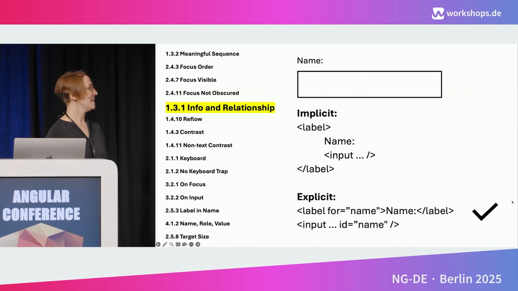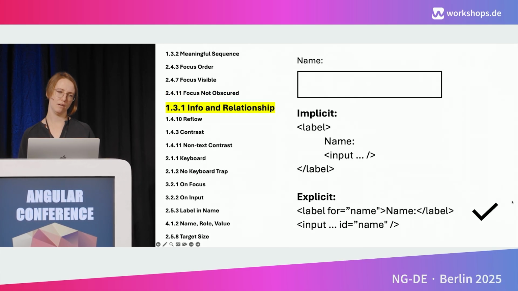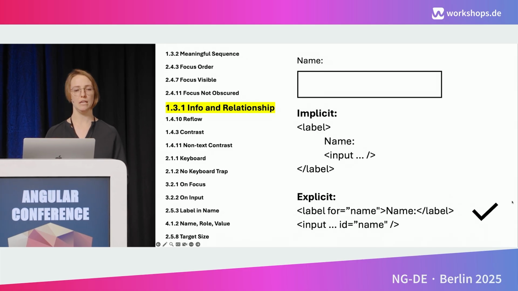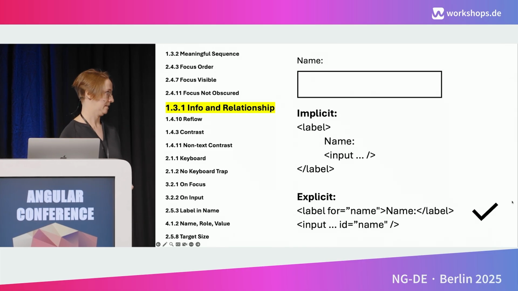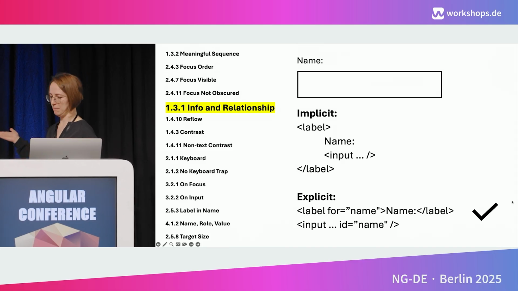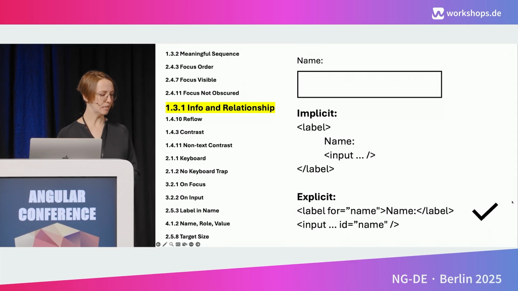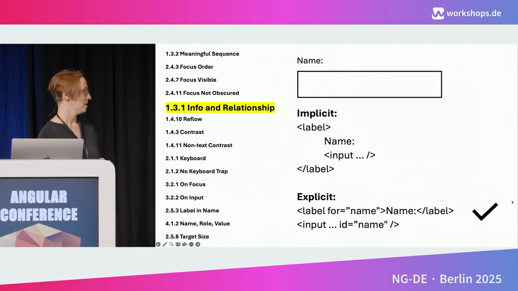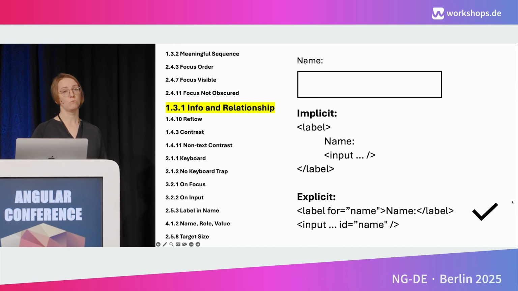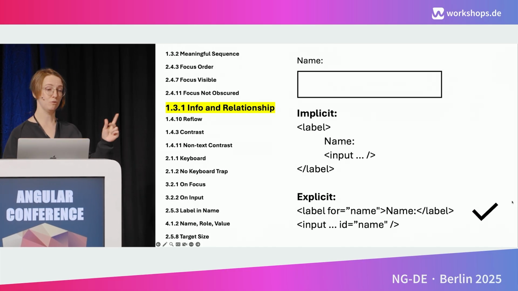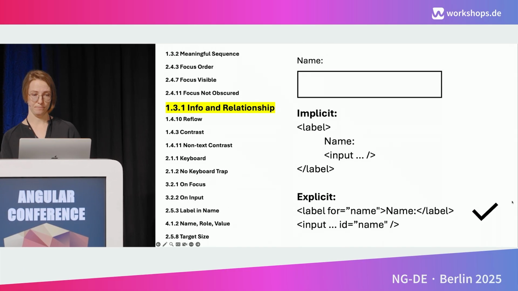The next one, maybe more well-known, is info and relationships. You have to make sure that your inputs and labels are programmatically connected. What does it mean? You could nest your inputs into your labels, but there is a better solution, and that's the explicit connection. For the explicit connection, you need the ID and the for attribute, and it's better because it works more stable with voice recognition. So if you have a choice, please use the explicit one.